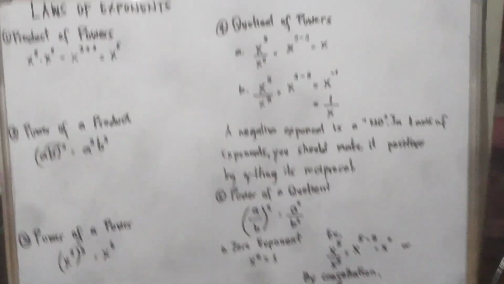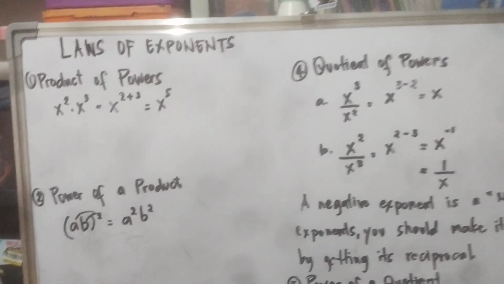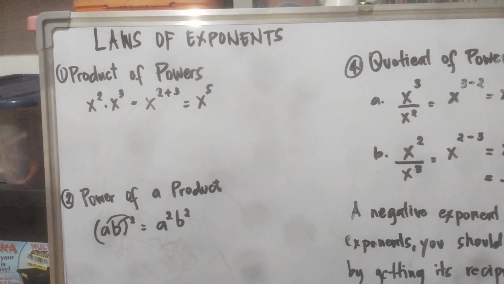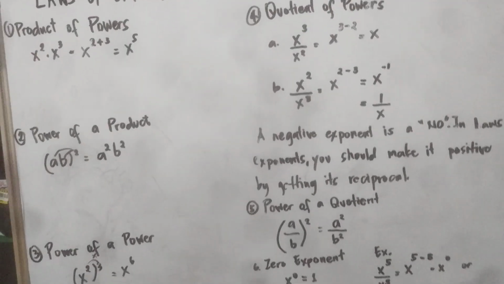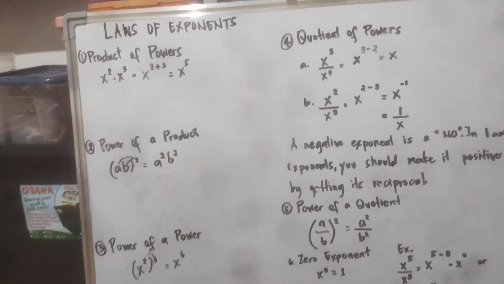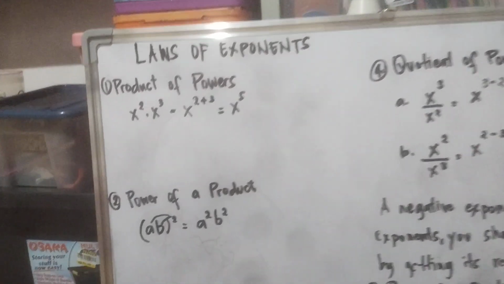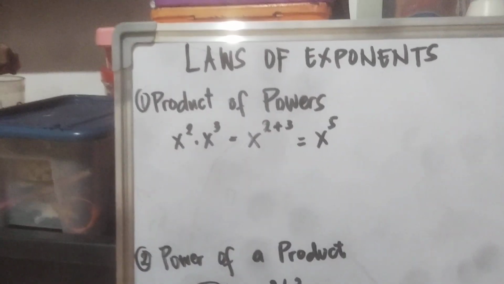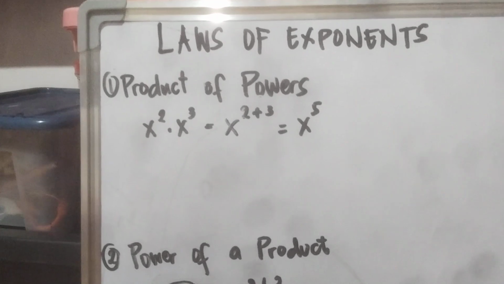Hello everyone. So for tonight we have the lesson about laws of exponents. In laws of exponents we have the following rules. We have 6. Let's have the first rule. So the first one is actually called product of powers.